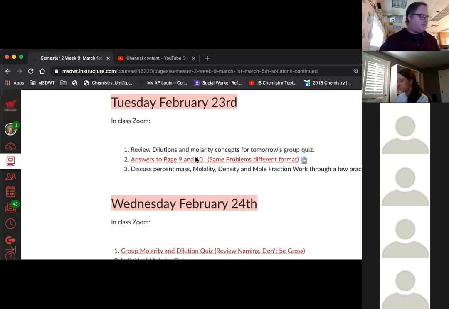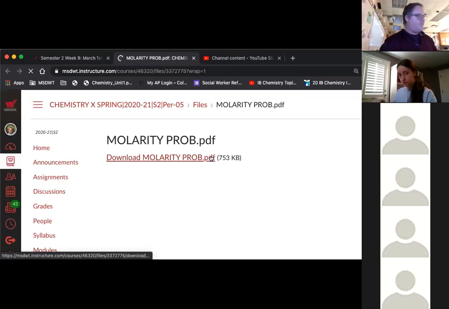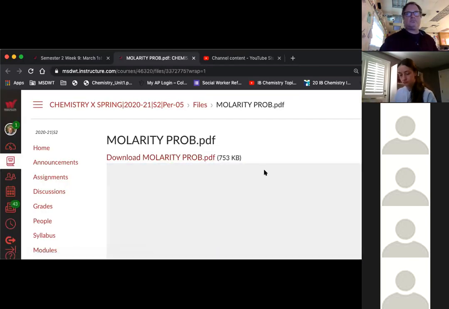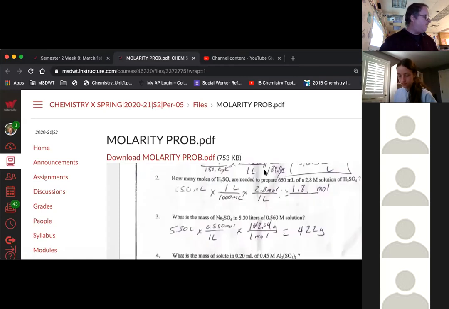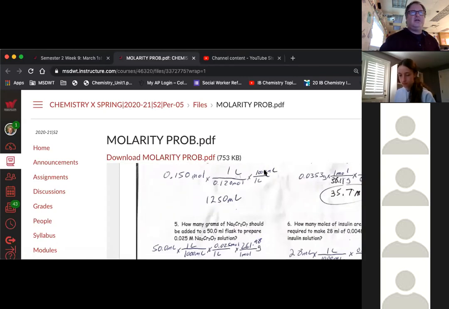Those are problems like the ones that you finished up on page 7 and 8. They're just a little bit different looking. When you look at them here, page 2 is a different format. So basically, it's the same problems.